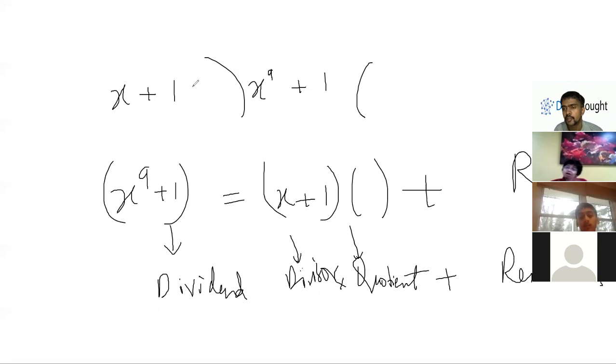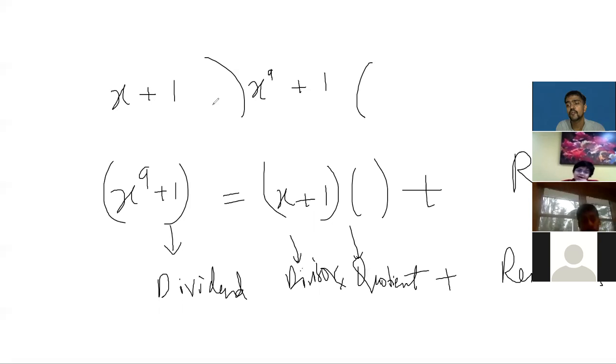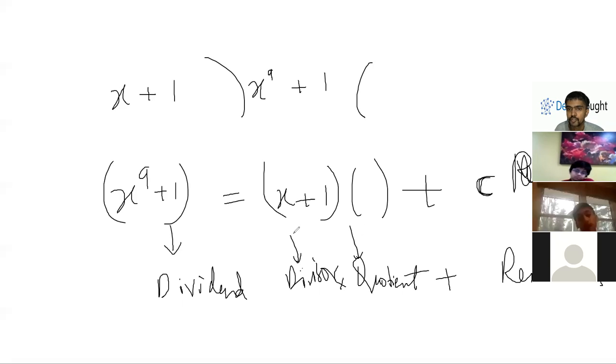So what will be the degree of the remainder? What will be the highest power in the remainder? Can the remainder have an x? The remainder can't have an x. You'll knock off the x, right? The remainder can only be a constant. If I put x equal to minus 1 on this side, what will I get?